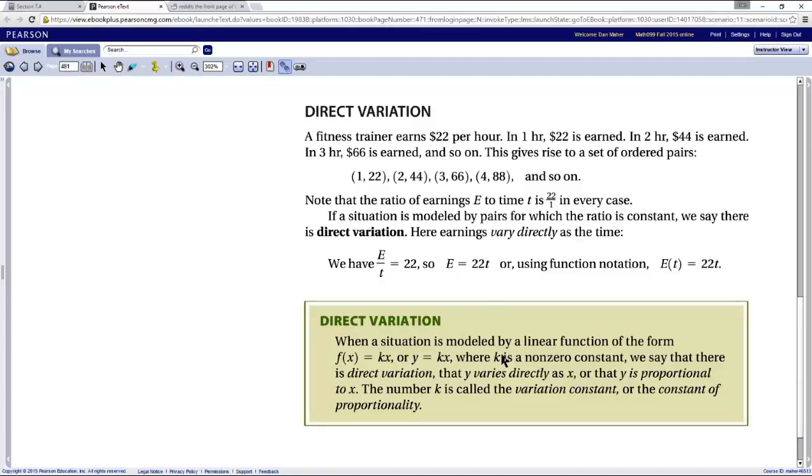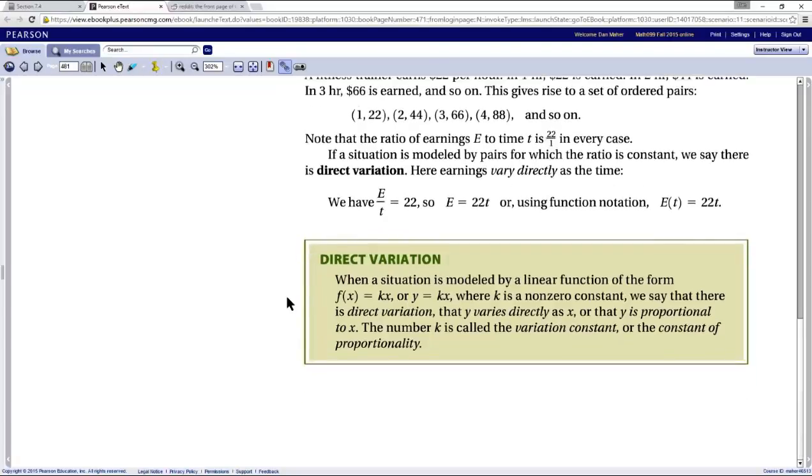They bring in variables, like going back, m was something they used for slope, and b was in the slope-intercept form, the y-coordinate of the point on the line that crossed the y-axis, or in other words, where x was 0. Well, let's read this. When a situation is modeled by a linear function of the form f(x) = kx, or y = kx, where k is a nonzero constant, we say there is a direct variation, that y varies directly as x, or that y is proportional to x. Proportional comes back to basically equal fractions. Proportions are equal fractions. I don't think I've ever talked about it in this series of classes, but that's what that means. The number k is called the variation constant, or the constant of proportionality.